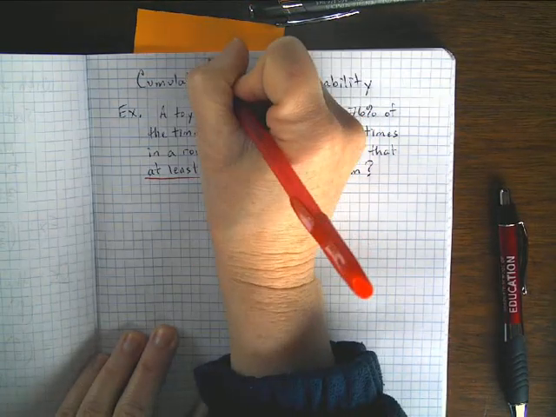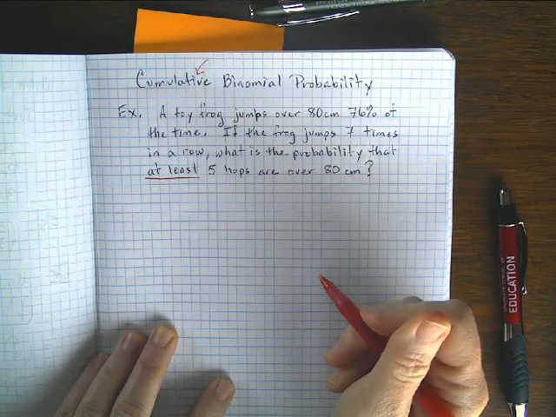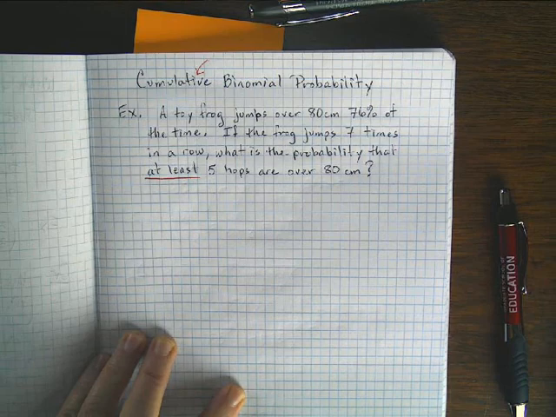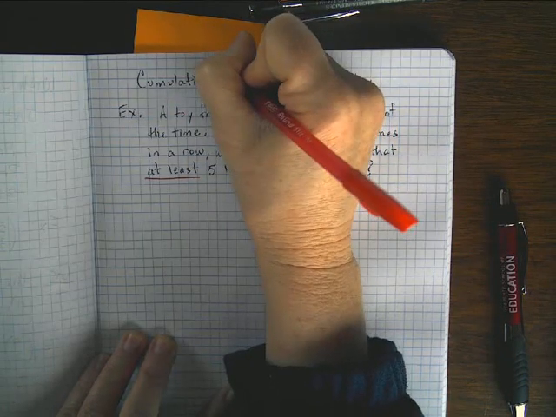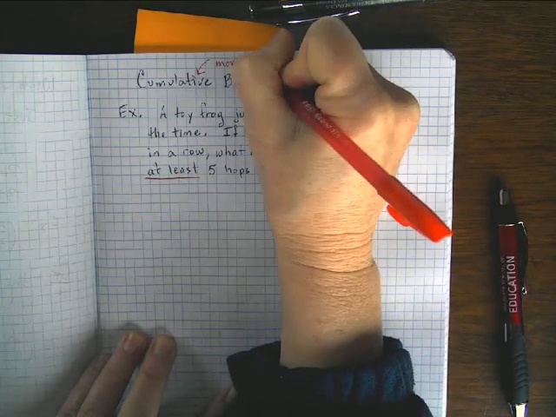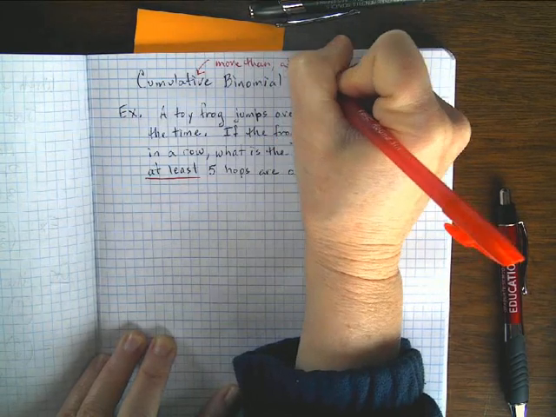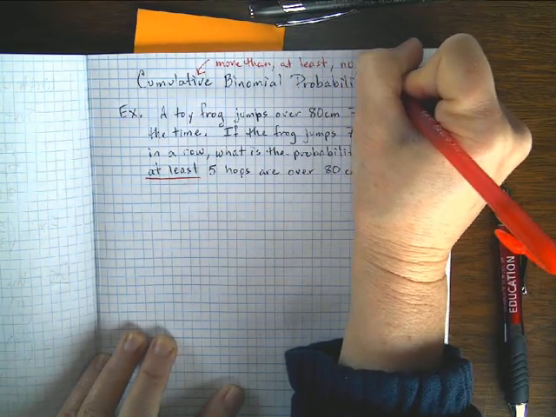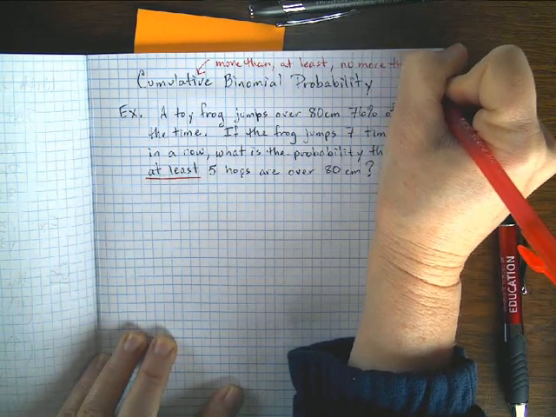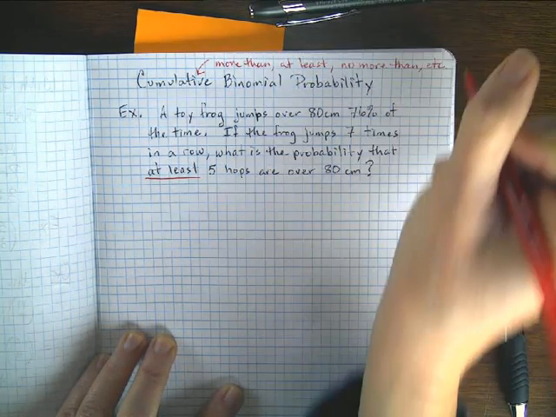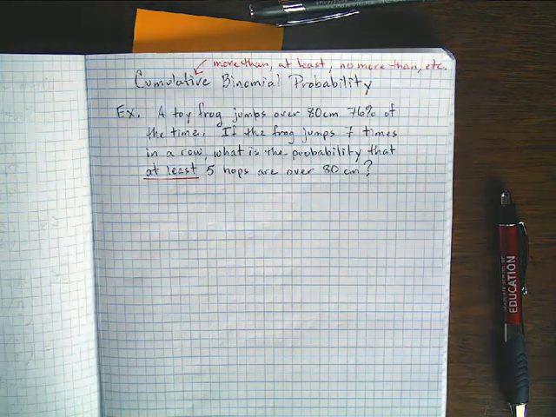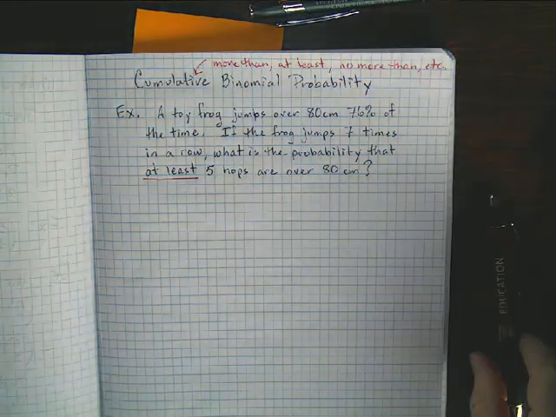So cumulative is, we're going to use this method on our calculator when we have words like more than, at least, no more than, all these things that imply a range of numbers, okay? So if I were to write this out, what is it asking me to find?